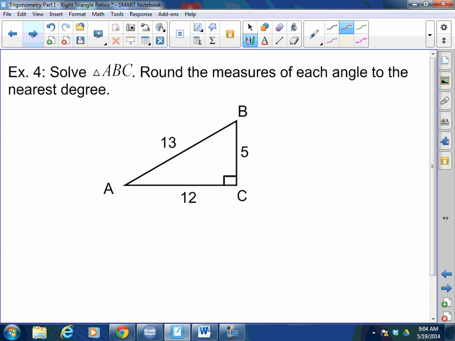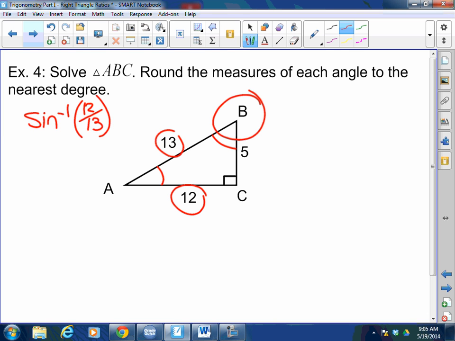Solve triangle ABC. Solve, what does that mean? That means I want to find all missing sides and angles. I have all my sides, but I don't have this angle, B, and I don't have this angle, A, right? So let's first look at angle B. Since I have all the sides, I can choose any trig function I want. Me, I'm going to use sine. So the inverse sine of opposite over hypotenuse.